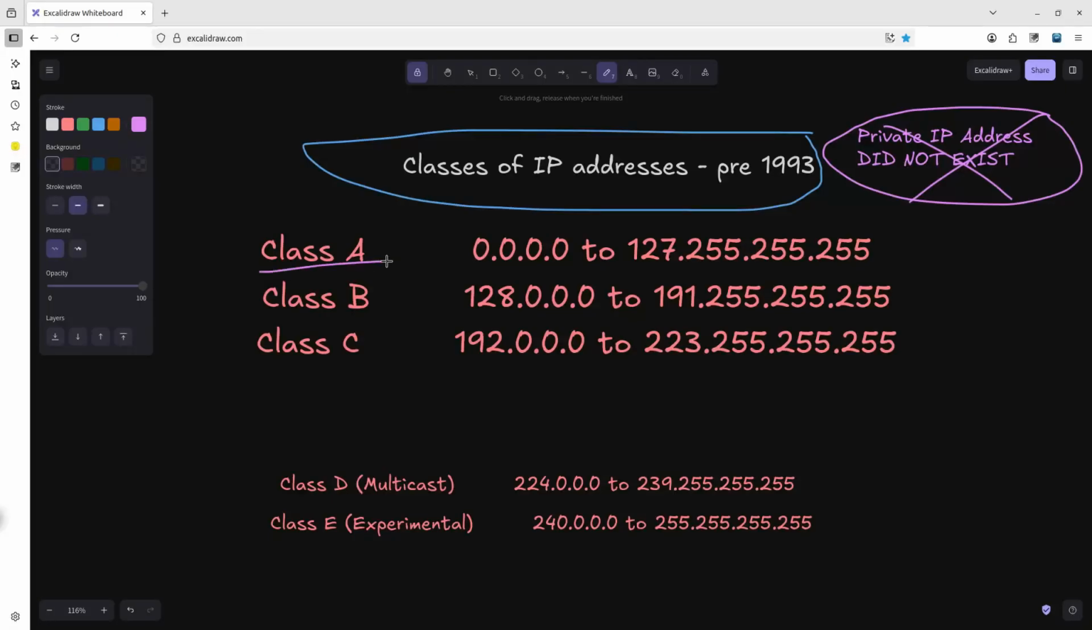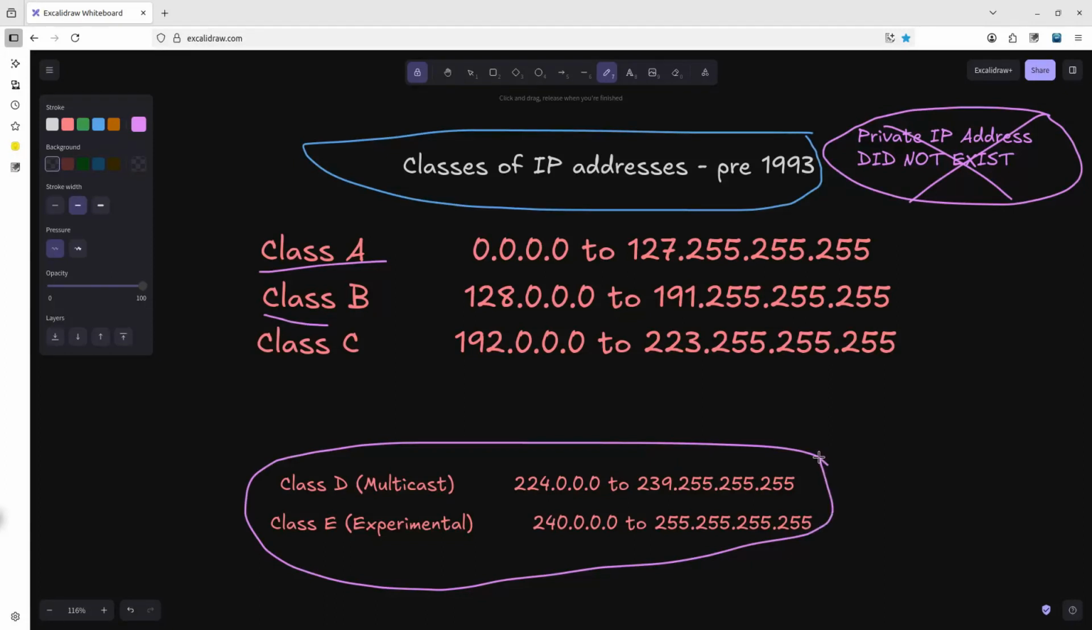Class A, okay? Now when it comes to class B, it was 128.0.0.0 to 191.255.255.255, and C was 192.0.0.0 to 223.255.255.255, okay? Class D and class E I'll get to later at the end of the video, as to why they were created and why this is a kind of reserved island. We still use it to date, okay?